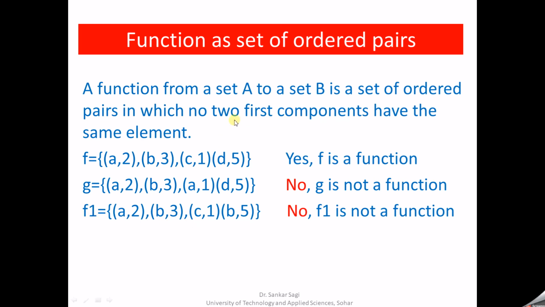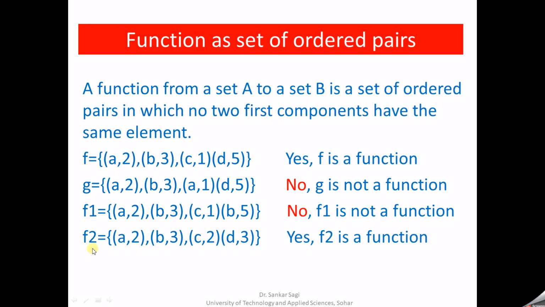Again, look at this one. No two first components should be the same. Here, the first components are the same, which is contrary to this definition. So B is the same here and here. Therefore, F1 cannot be a function.